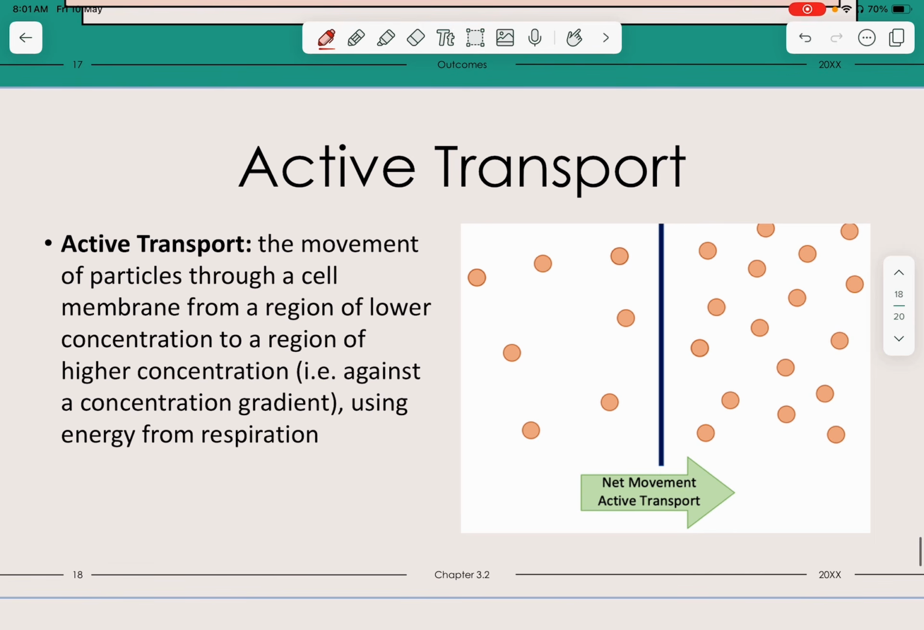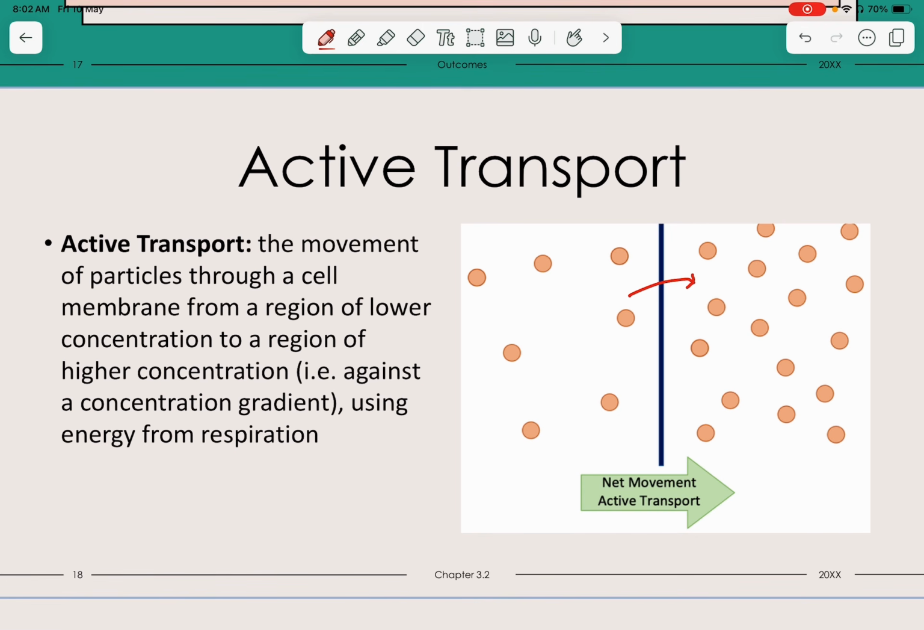Okay, let's see. So active transport goes against diffusion and osmosis. So what do you mean by against? You see, it is the movement of particles through a cell membrane from a region of lower concentration to higher concentration, against a concentration gradient, using energy from respiration. So what this tells you is that when outside has a lower concentration and inside the cell has a higher concentration, active transport can occur. So from the side of lower concentration, you move to the higher concentration region.